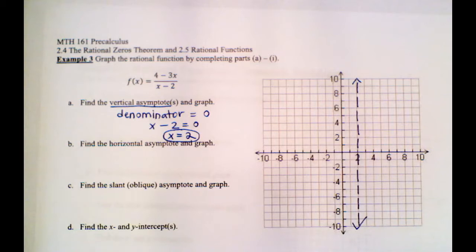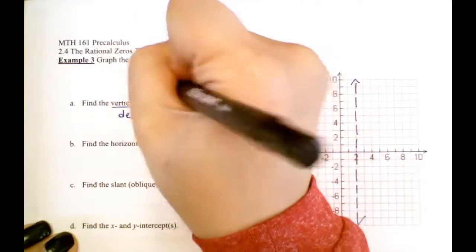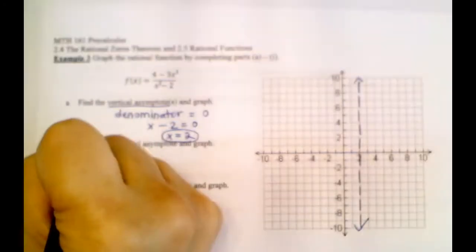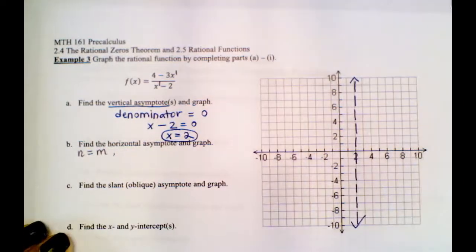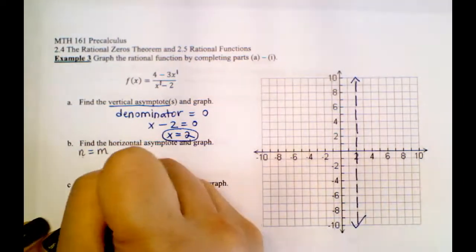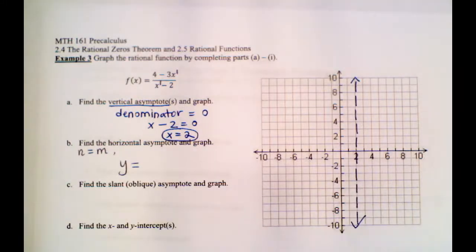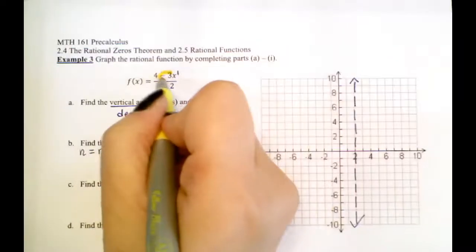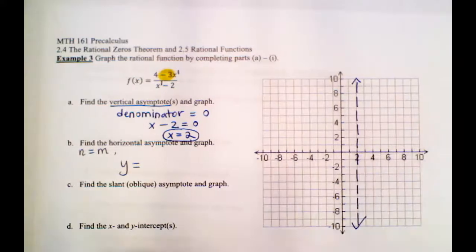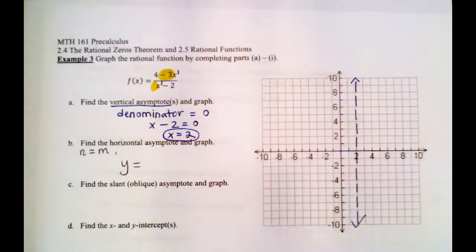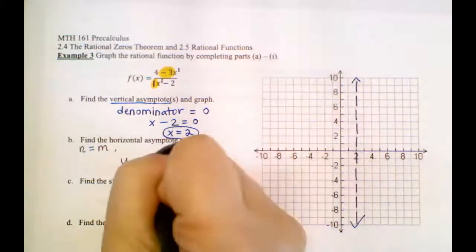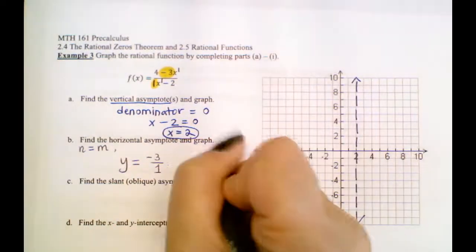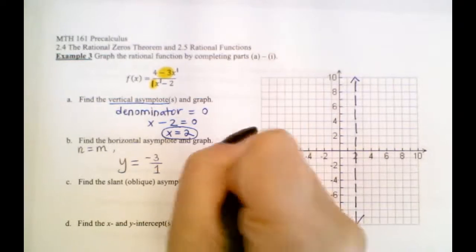Now, for the horizontal asymptote, you have to look at the cases. The degree of the numerator is 1. The degree of the denominator is also 1. Since n equals m, take the ratio of the leading coefficients. Let me circle them, okay? The leading coefficient of the numerator is negative 3. The leading coefficient of the denominator is not written here, but it's just going to be 1 because it's 1x. So the horizontal asymptote is at negative 3 over 1, so y equals negative 3.